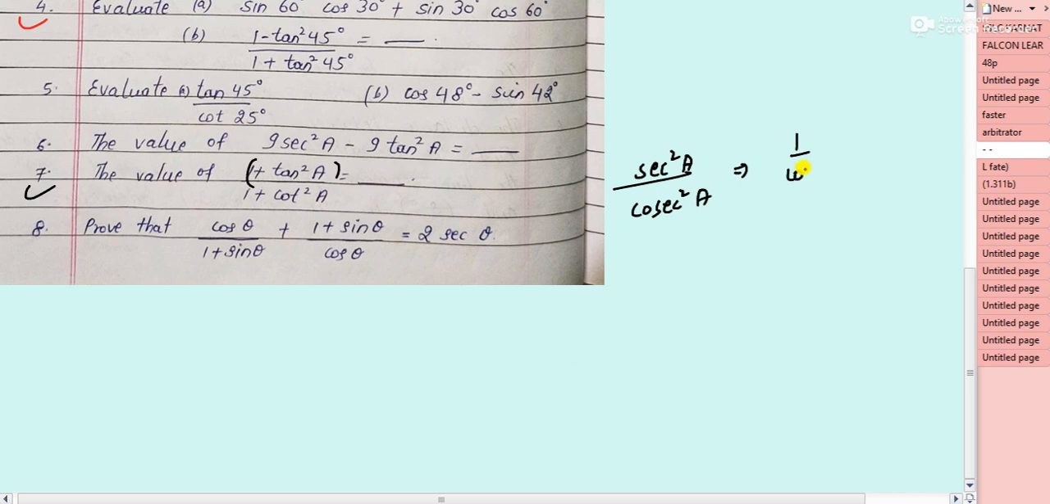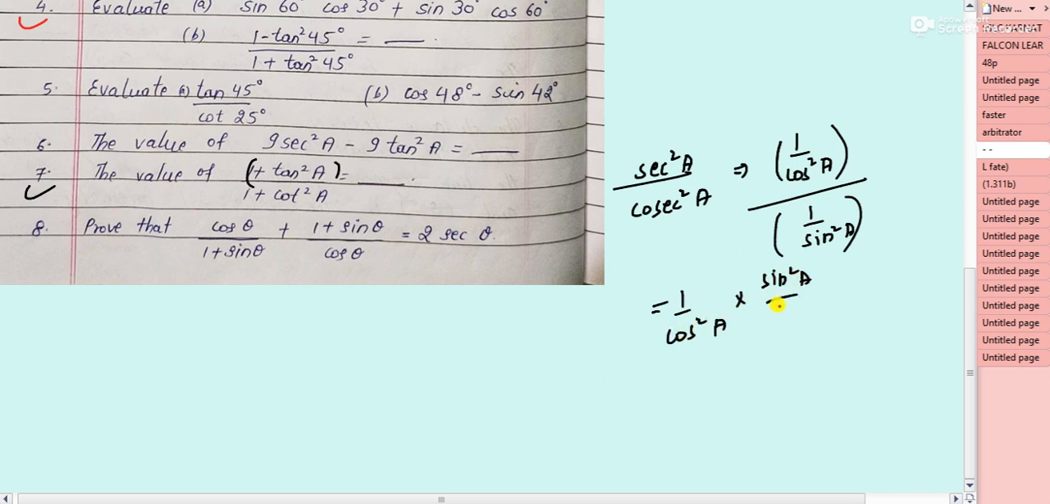So we can write this as 1 by cos square A, and similarly this can be written as 1 by sine square A. Now write it like this: 1 by cos square A into sine square A by 1. So this is sine square A into 1, which is sine square A, and this is cos square A, which is equal to tan square A.